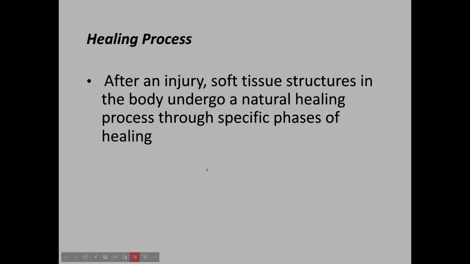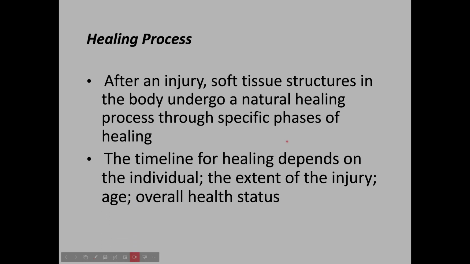So after an injury, we know our patients come into us with some kind of underlying soft tissue structure damage, typically. The body's going to undergo a natural healing process as a result of that damage. And those healing processes can be broken down and better understood by subcategorizing those phases based on a certain timeline. So timeline for healing is going to be different for everyone, like we discussed. So there are factors that are going to contribute to the timeline for healing. These would include how bad the injury was or the extent, how old the person is, and overall health status. Are they dealing with any comorbidities, as an example?